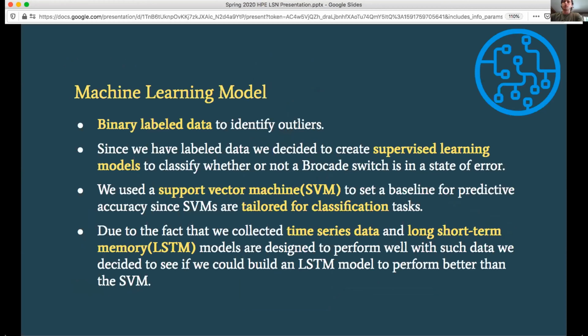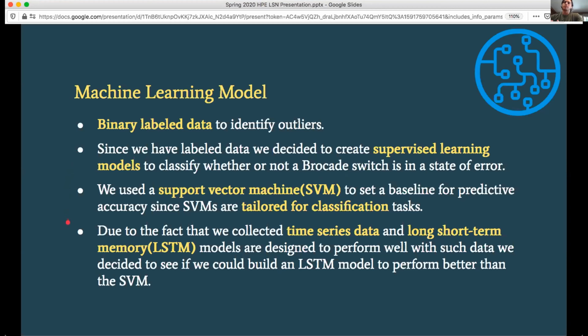All right, so that basically comprised the first phase of our approach to solving the issue of error detection on the switches, and now moving on to the second phase of trying to train a machine learning model. After collecting all that data, we had binary labeled data. And since this data was labeled, this is something called a supervised learning task in machine learning. And so since our data was labeled in binary format, we decided to go with a support vector machine, or an SVM, in order to try and classify whether the switch was in a state of normalcy or whether it was an outlier state.